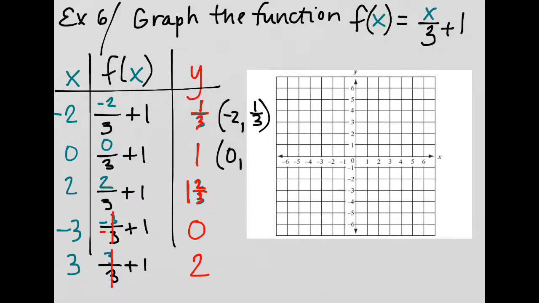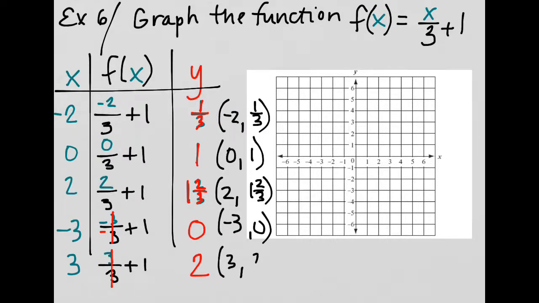This is when x is 0, y is 1. When x is 2, y is 1 2/3. When x is negative 3, y is 0. And when x is 3, y is, oopsies, 2. All right. So let's plot some of these easy points. I'm going to plot this one here, and this one here. Can you plot the other ones? Yes. Are they on the line? Of course they are. Are they the easiest ones? No. So work smarter, not harder. Not encouraging you to be lazy, but just make it easier on yourself. It gives you more accuracy that way too.